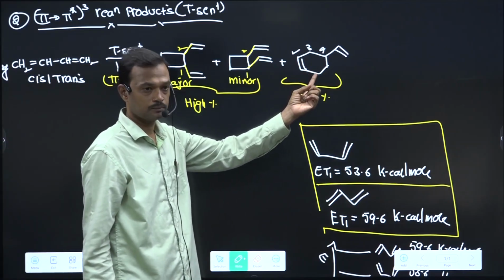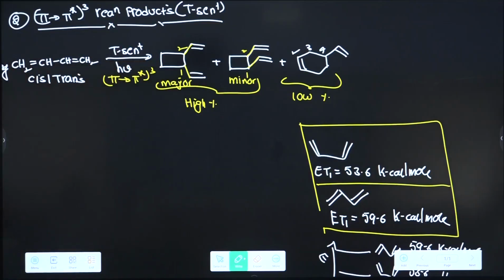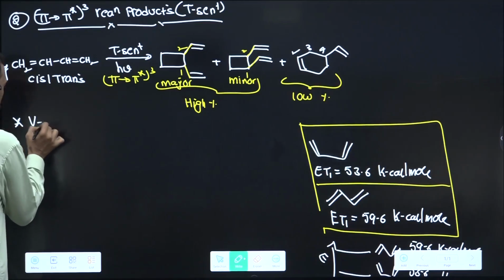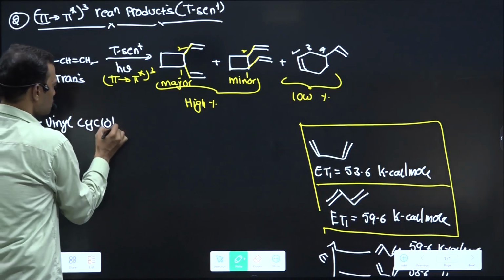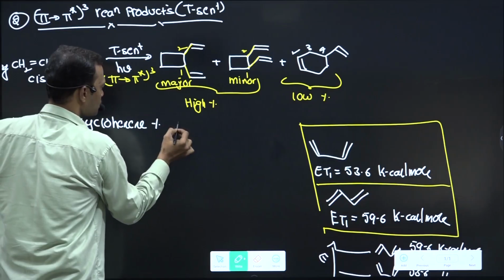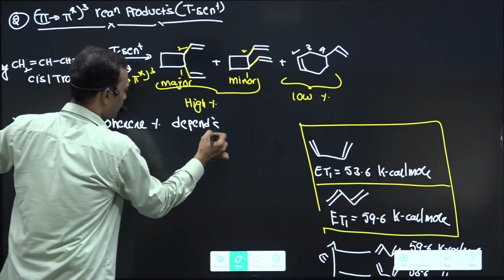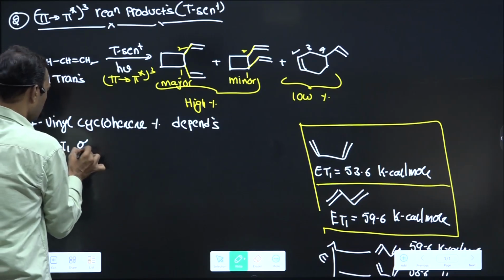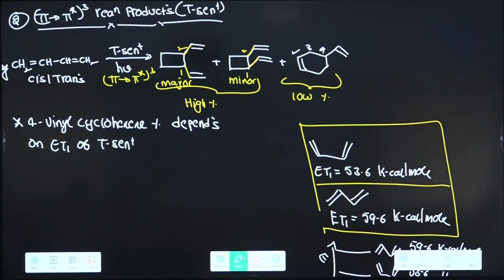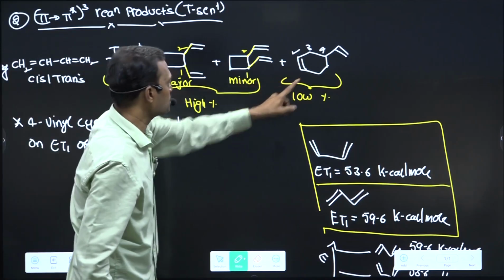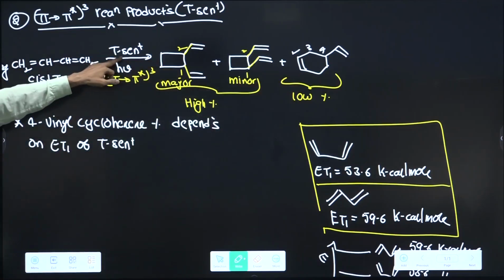Now I am going to explain this one, 4-vinylcyclohexene. The 4-vinylcyclohexene percentage depends on the ET1 of the triplet sensitizer. This formation always depends on which one? The ET1 of the triplet sensitizer.